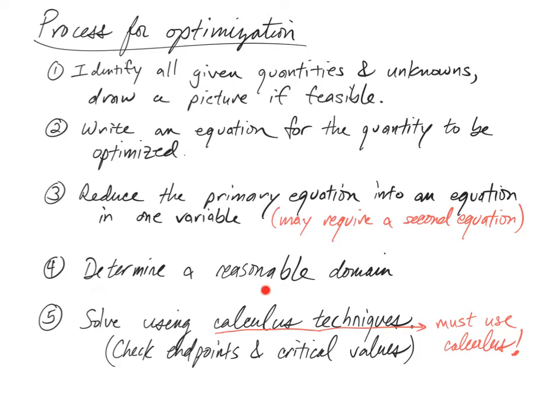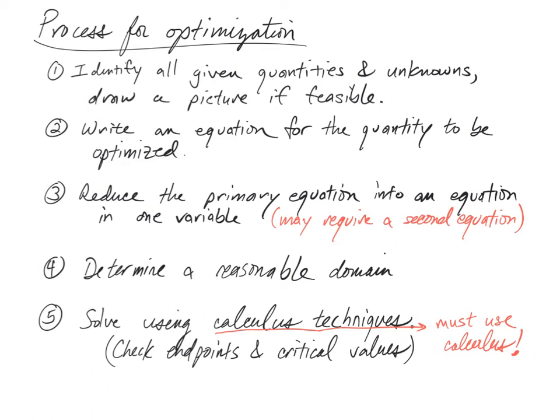The fourth step is to determine a reasonable domain, and we will be basically finding endpoints on a continuous interval so that we can go through and then use calculus to solve the given optimization scenario. So again, you'll be checking the endpoints which you get from step 4 and any critical values, again using calculus techniques. You must use calculus for these.